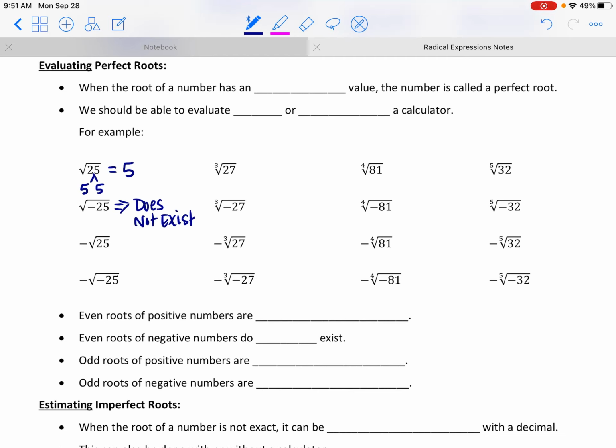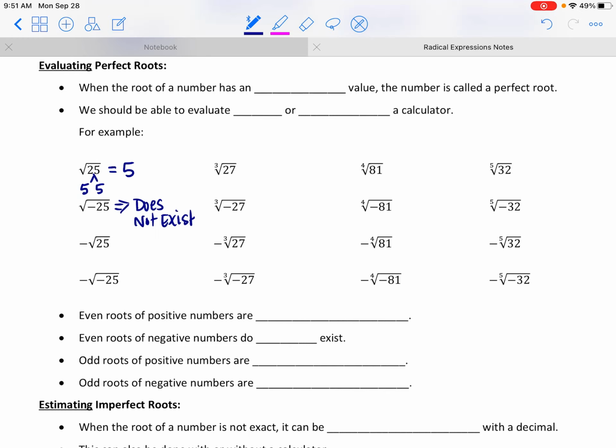When we get to imaginary numbers, which we'll talk about in the next module, then we'll be able to simplify something like that, but we cannot evaluate it. There is no real number value for a negative square root. So that does not exist.